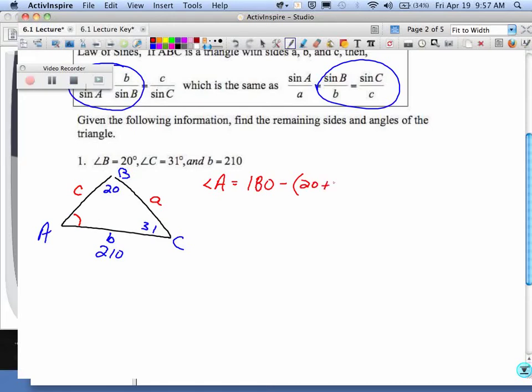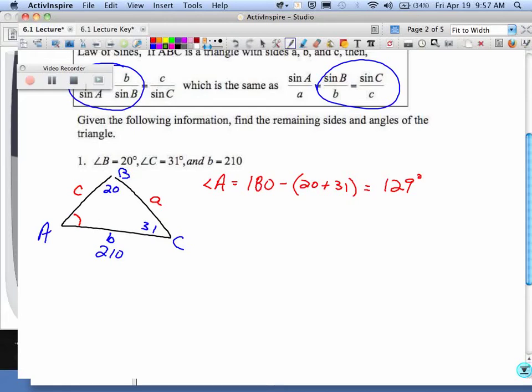Now, do you have to write that little formula down? Yes, you do, because that indicates to me what you're doing. You're not using the law of sines or law of cosines to find that angle. You are using 180 minus the sum. Okay, what's next? We can go ahead and find side C. So I'm going to put side C on top.